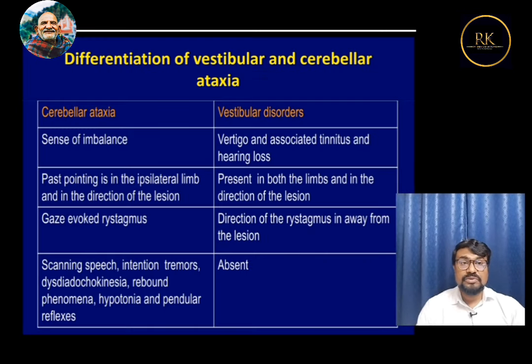The difference between vestibular and cerebellar ataxia: the patient with cerebellar ataxia will present with a sense of imbalance, past pointing in ipsilateral limbs, gaze evoked nystagmus, scanning speech, intention tremors, dysdiadochokinesia, rebound phenomena, hypotonia, and pendular reflexes. The features of cerebellar deficit will be present, whereas these deficits will be absent in vestibular ataxia, and the direction of nystagmus will be away from the lesion. The past pointing will be absent, and these patients will present with vertigo and with associated tinnitus and hearing loss.